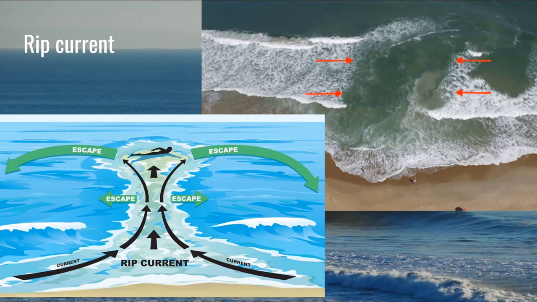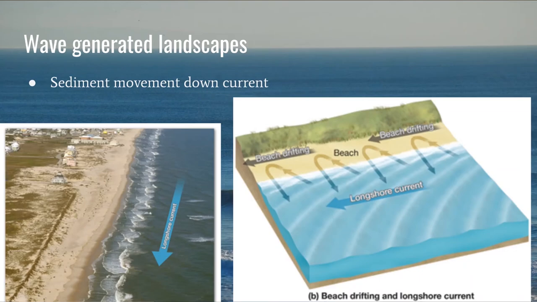So these waves and the currents they cause have significant impacts on the coastal landscape. Because we have these longshore currents operating, they're actually causing erosion and transport of particles as they're operating.